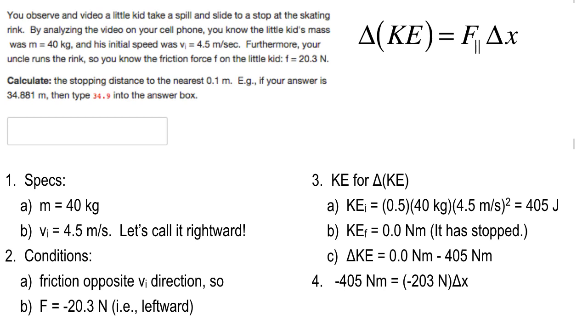So the answer is going to be the quotient of 405 newton meters divided by 20.3 newtons, and that works out to what, 19.95, something like that. Is that what you get? Okay, 405 divided by 20.3, and so that's about 20 meters. So that little kid slides the length of this room, which is pretty nice. He's probably thinking, man, this is nice. He's getting it right.